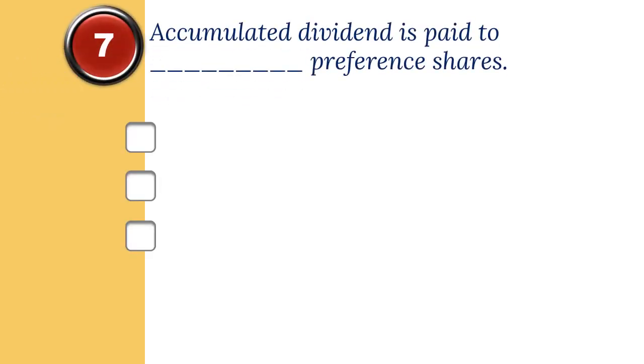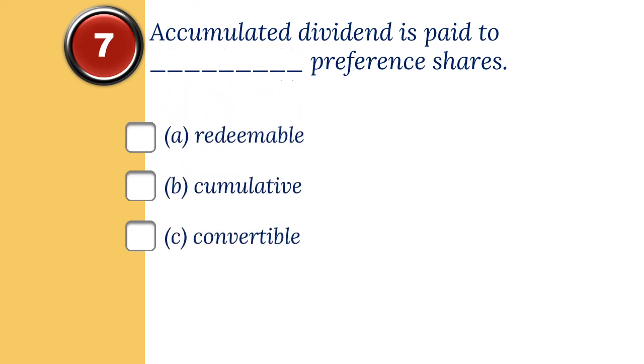7. Accumulated dividend is paid to dash preference shares. The options are A. Redeemable, B. Cumulative, C. Convertible. And the correct option is B. Cumulative.